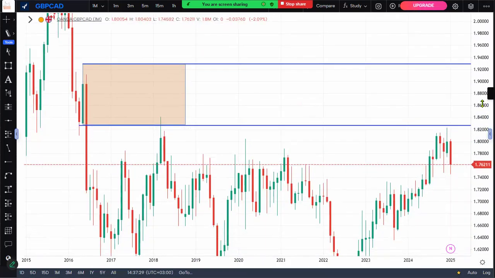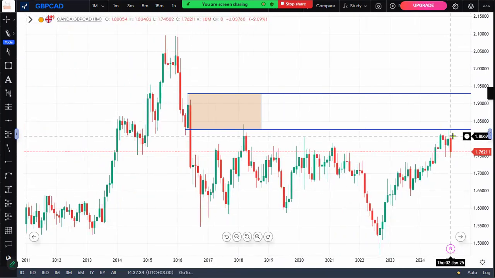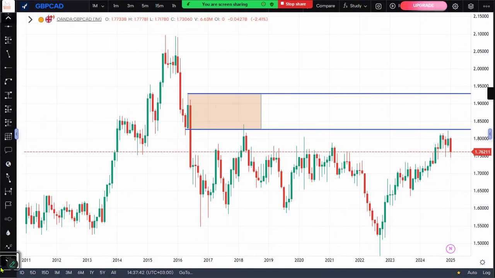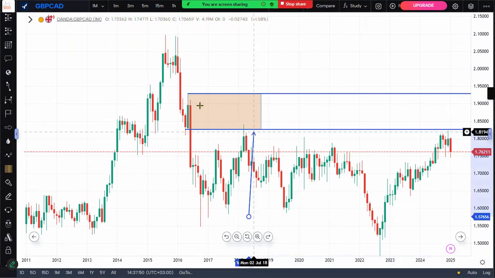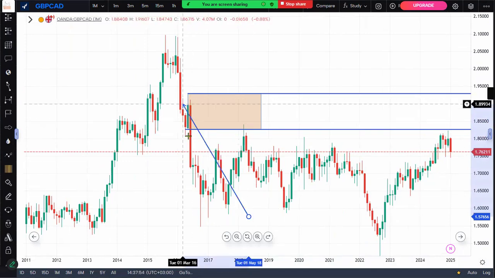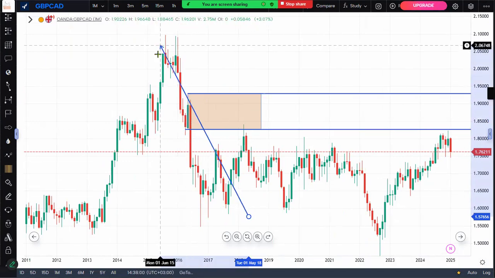But one thing is that this area has already been used. So what does it mean? I need to follow this chart until I can find a zone that has not been used. For example, if we follow from the left, you see this is an area that has already been mitigated. And the only area left with high probability, if I follow back, is around here.